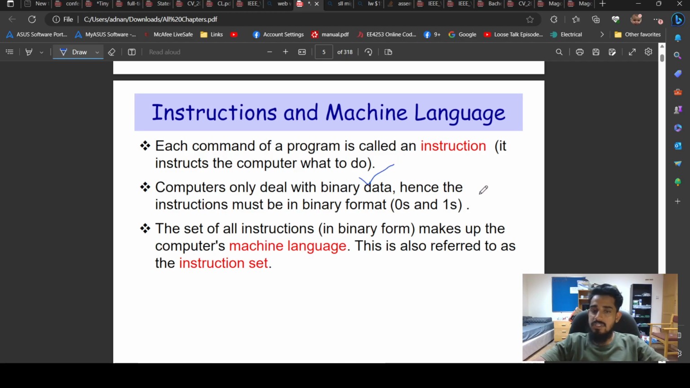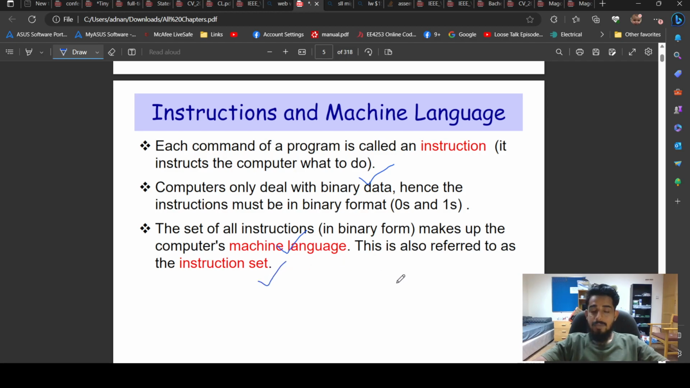Our computer systems only deal with zeros and ones, meaning machine language. The set of all instructions in binary form makes up the computer's machine language. Again, machine language is composed of the binary format, ones and zeros. This is also referred to as an instruction set.